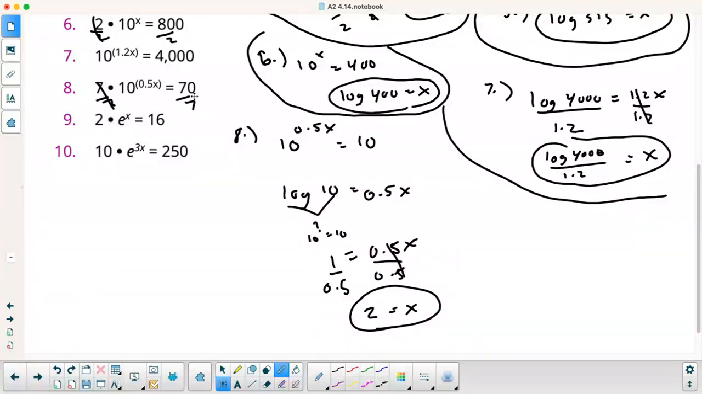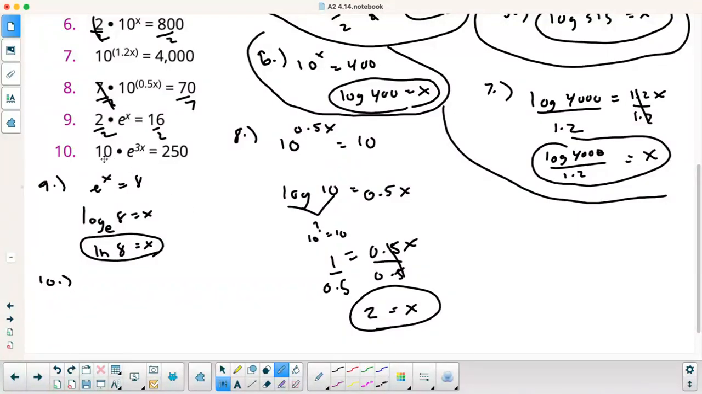You can always plug this back in to check here, see if you get the same thing. 1/2 times 2 here is 1. So this is 10 to the 1 times 7 is 70, and it works. 70 equals 70. Let's come over here for 9. Let's divide each side by 2. E to the x equals 8. Let's write in log form. So instead of writing this, log base e of 8 equals x, the preferred way is to say ln of 8 equals x, okay? This isn't necessarily wrong, but this is better.